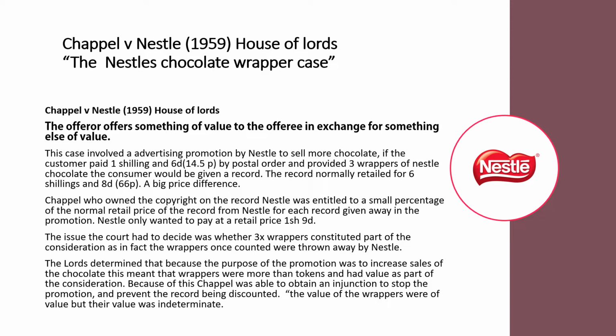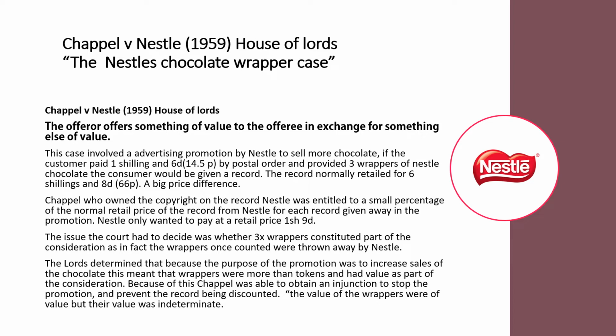The record normally retailed for 6 shillings and 8 pence. So let's do some conversion. 1 shilling and sixpence is about 14.5p, and 6 shillings and 8 pence is about 66p. So there's a big difference between 14.5p and 66p.